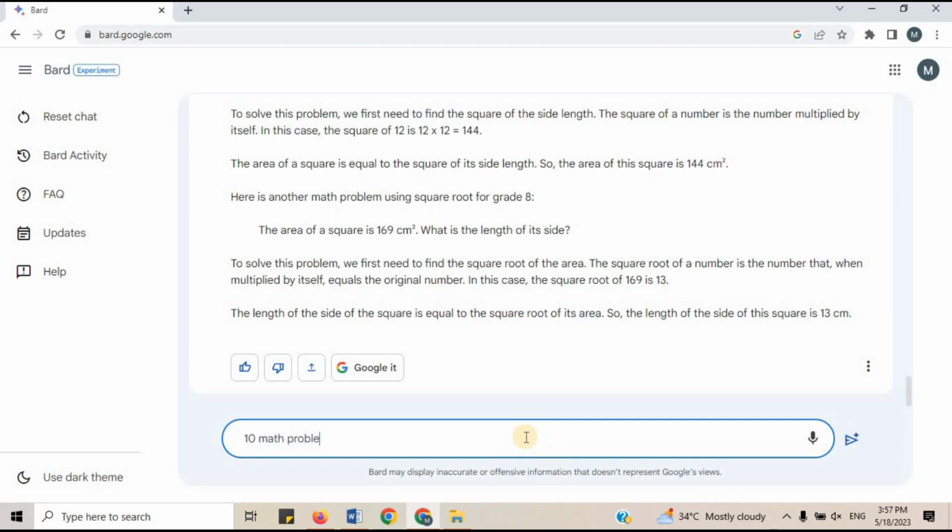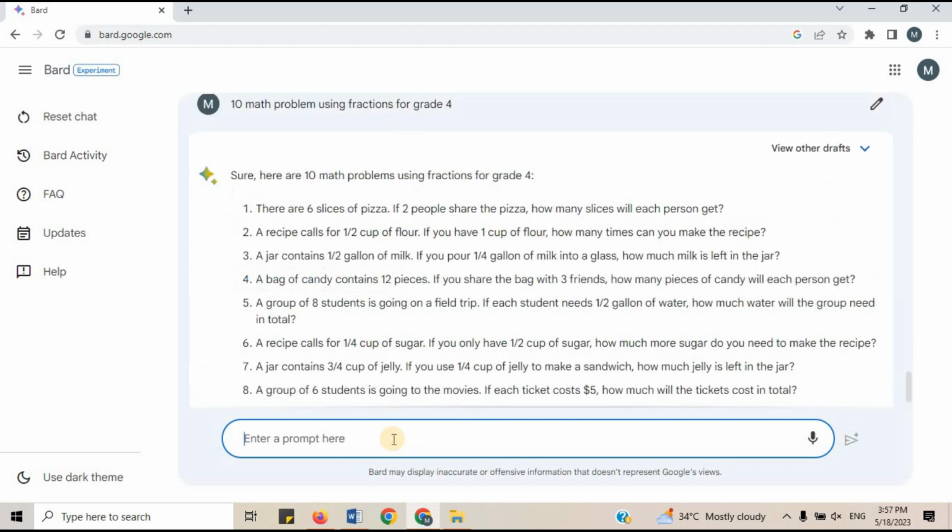Now, I will say to write 10 math problems using fractions for grade 4. Sure, here are 10 math problems using fractions for grade 4. You can see all of these problems.